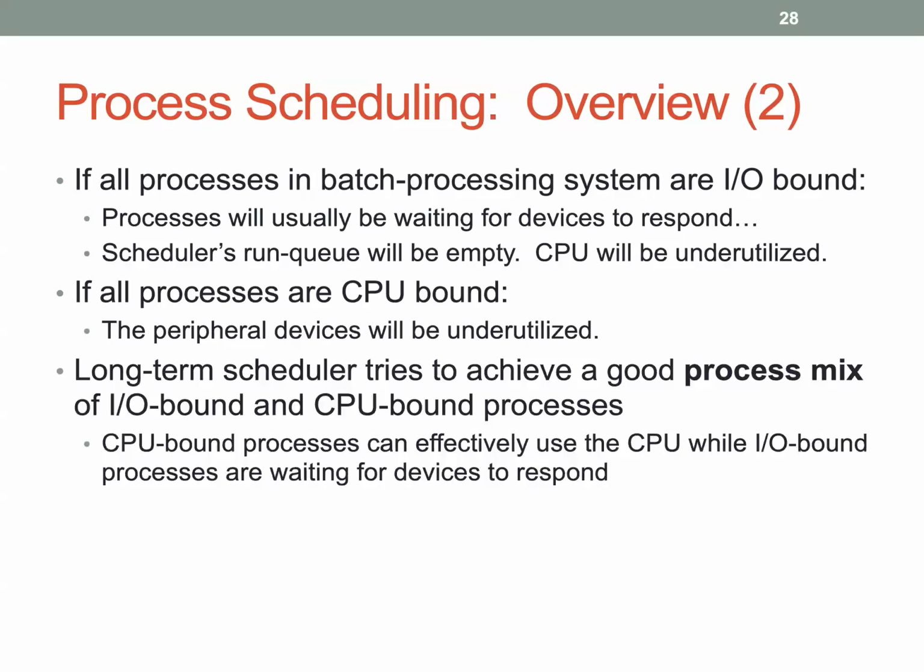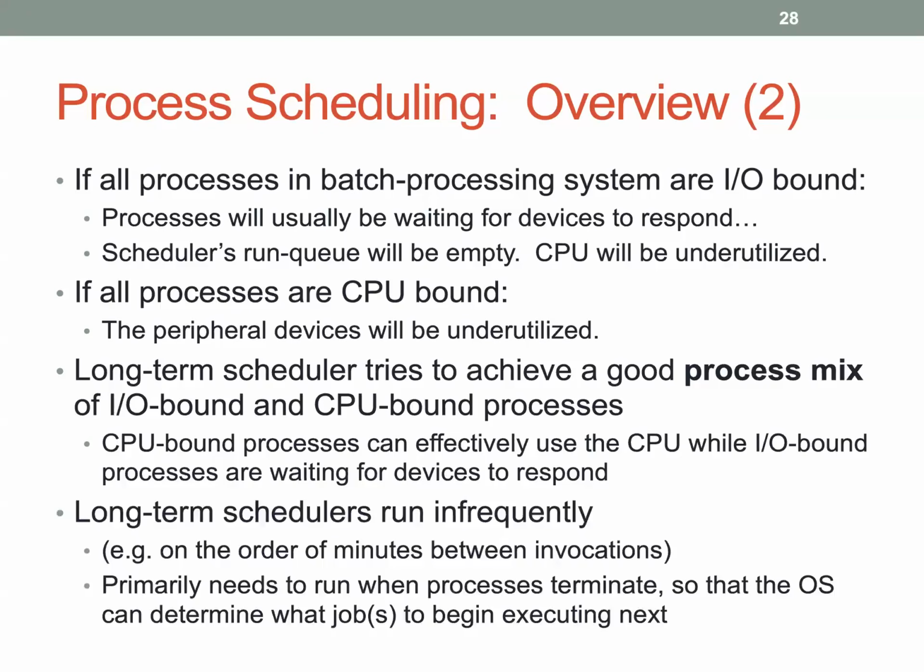So the long-term scheduler is trying to achieve this thing called a process mix. We want programs to become periodically I/O bound so that other programs can run and use the CPU. This minimizes context switching for the computer and maximizes the utilization of all of the components of the computer. Unfortunately, this is a problem that we don't talk about anymore.